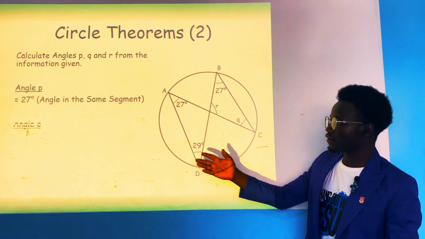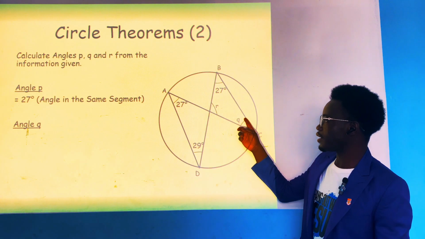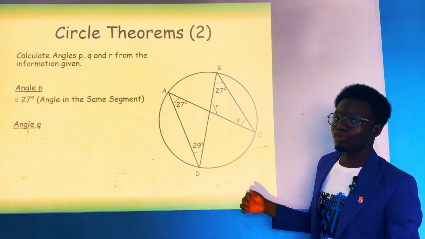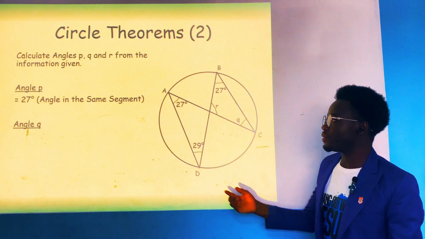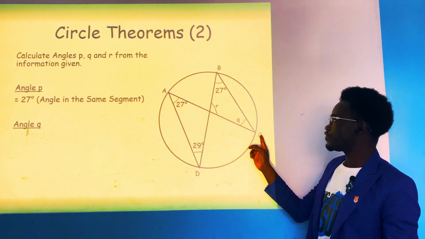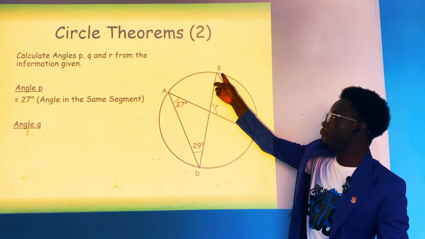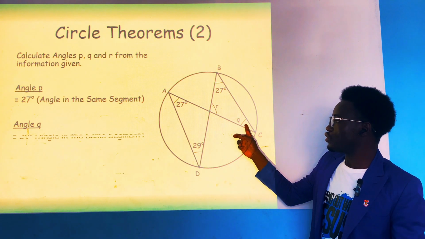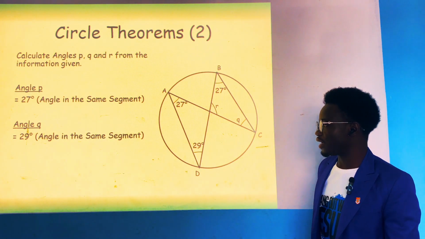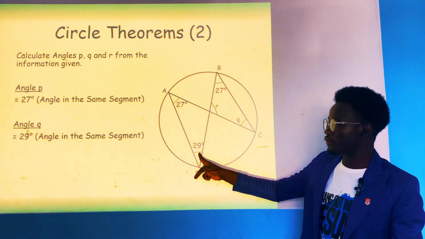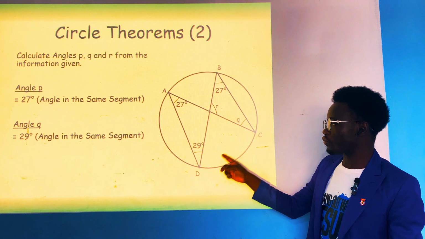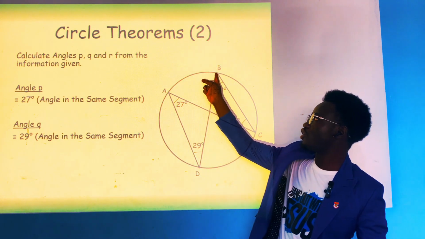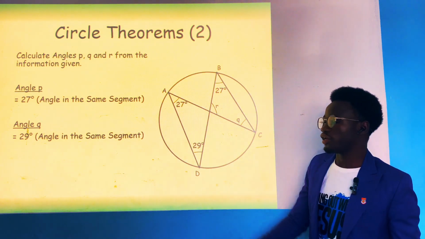Now we can look at angle Q. If you want to use the alphabet to name that, we have A, C, B, or B, C, A, referring to the same angle Q. It is also 29 degrees, referring to this one, because they are all from the same segment. You can either use this one or the other one.